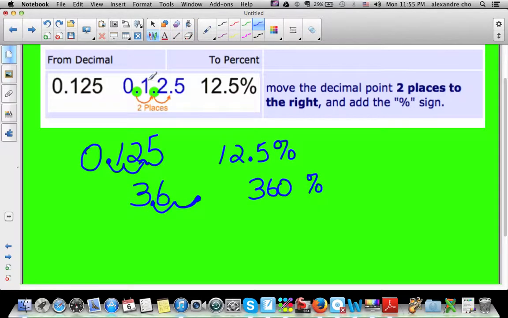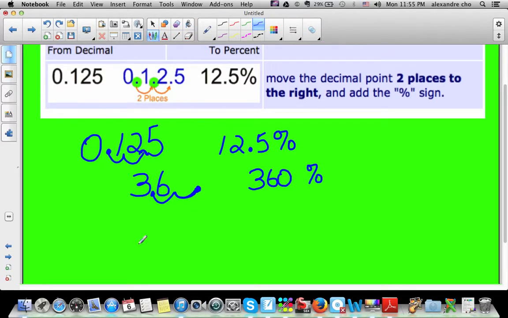So try these two at the bottom on your own. And I'm going to try number 4. Change that to a decimal. And the number 0.003. So change these two to a decimal. Press pause. Finish. Come back.